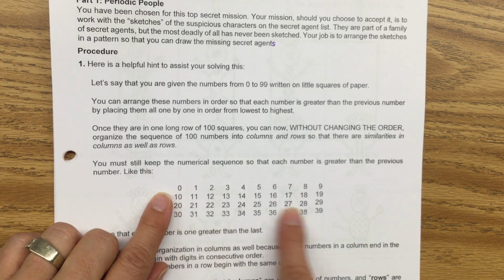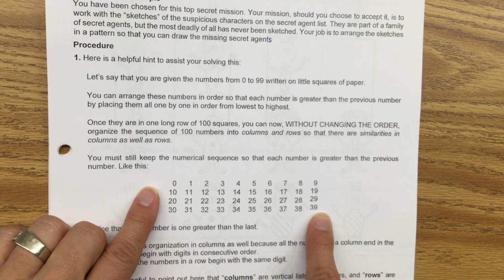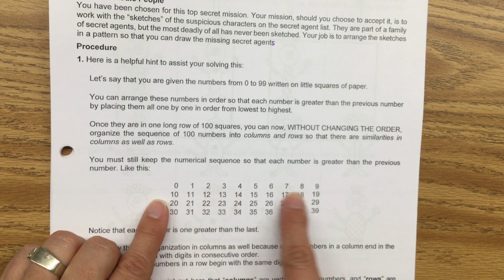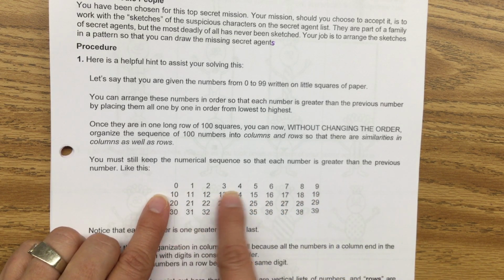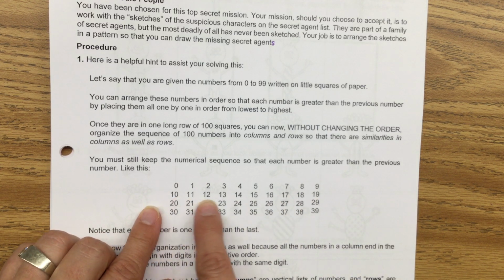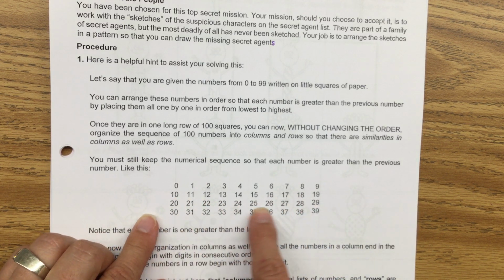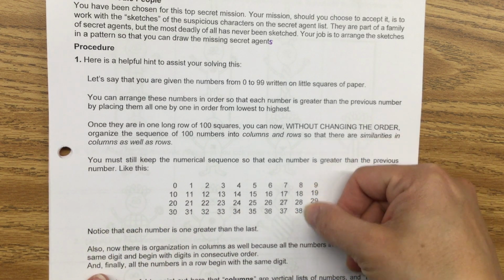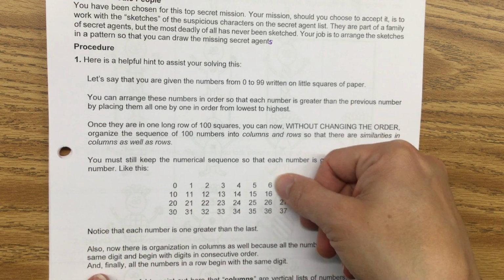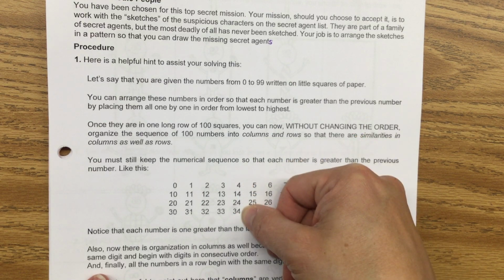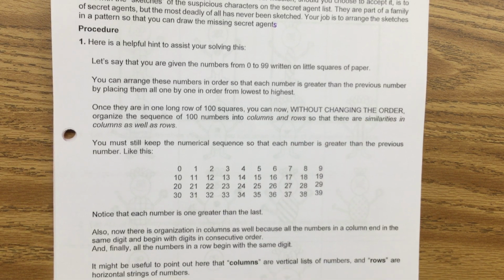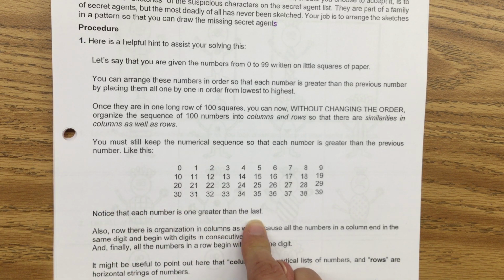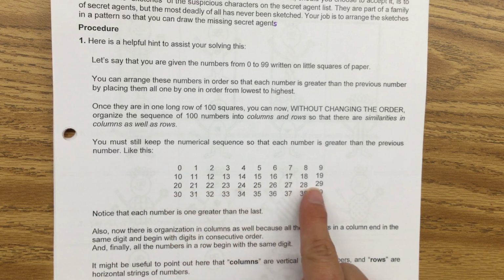So here are the numbers from 0 to 39. If we rearrange them so we still have columns and rows, we notice that everything here is ones, everything here is in the tens, everything here is in the 20s, everything here is in the 30s, and we also notice there's commonalities in the columns. These will end in 7, these will end in 6, these will end in 4, etc. Notice that each number is 1 greater than the last. So they still go up by a specific order.